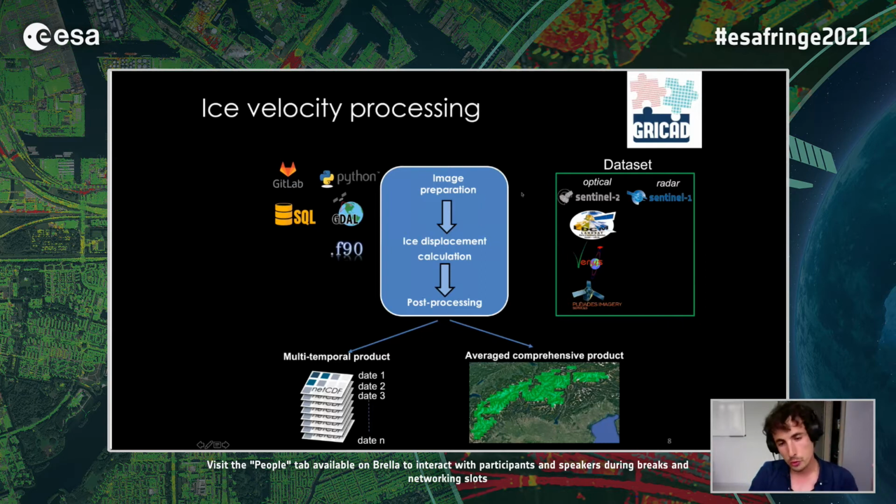So this first module downloads all images, assembles all possible image pairs, and then we do some basic filtering on optical data to enhance surface features. And then we move to the ice displacement calculation, which is the most time-consuming part. It is based on the MCOR algorithm from the Jet Propulsion Laboratory that was wrapped in a Python package. And when this is done, we move to the post-processing part of the chain.